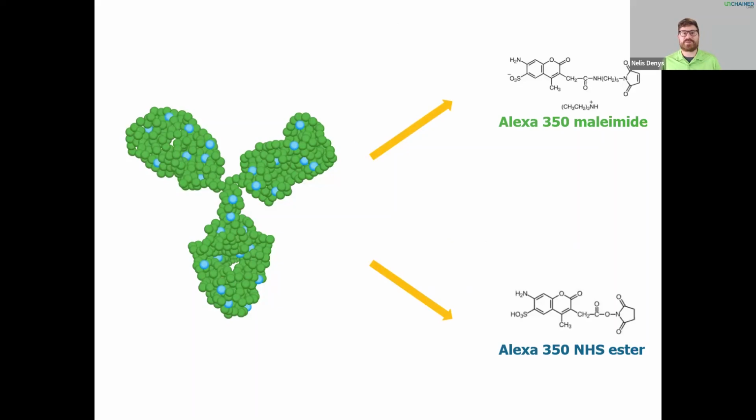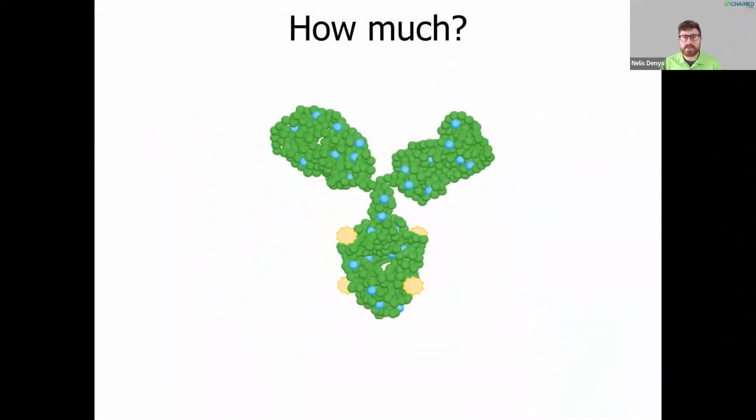Now, let's look a bit more in detail to some conjugate samples. We'll look at some data on an antibody with two different labels. It's an Alexa 350 maleimide and also Alexa 350 NHS ester. That's going to be used with the same antibody. So with Stunner, we'll take a look at how much and how big. Overall, how do you go about measuring quantity and quality of your antibody drug conjugate?